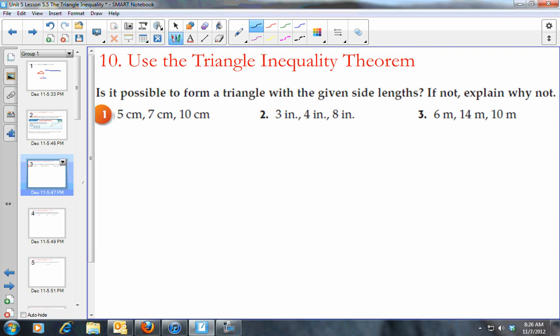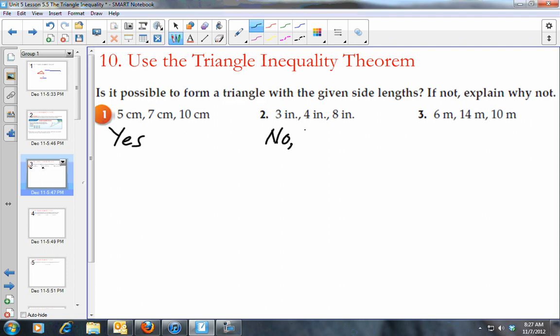So for number 1, the two shortest segments are 5 and 7. Is 5 plus 7 greater than 10? Yes. All right, number 2, the two shortest sides are 3 and 4. Is 3 plus 4 greater than 8? No. Now we're supposed to explain why not.